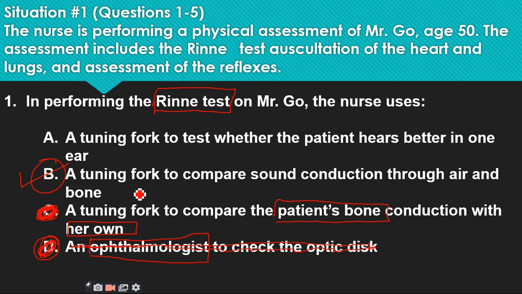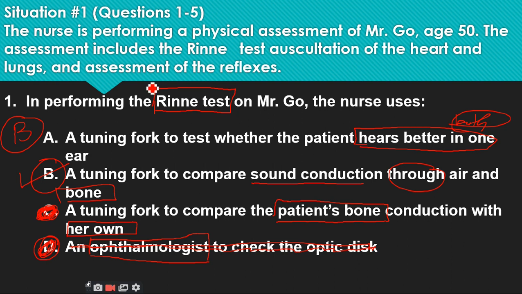Letter B is the best answer because it says a tuning fork to compare sound conduction through air and bone. So take note on letter A, a tuning fork to test whether the patient hears better in one ear. It has to be both ears. So the best answer for number 1 is letter B. I hope that you got the correct answer. So just remember, when you are going to assess the patient for the Rinne test, it is very important for us to take into consideration that you are going to compare the sound conduction of the air through the bone conduction. So the correct answer for number 1 is letter B.